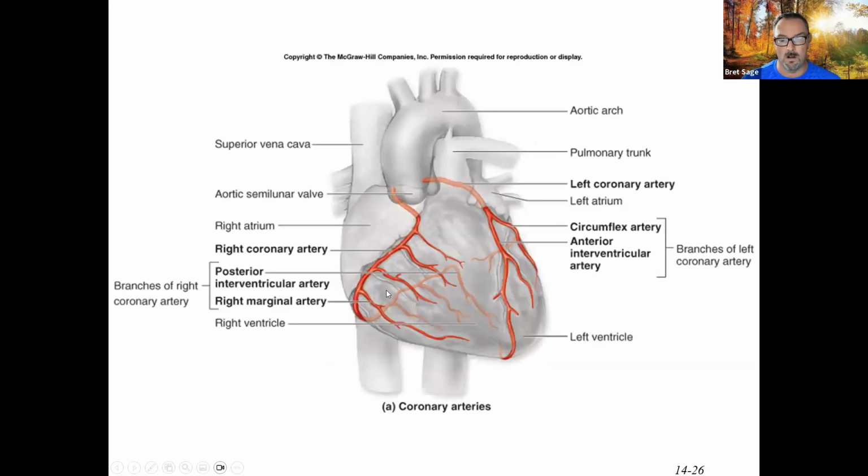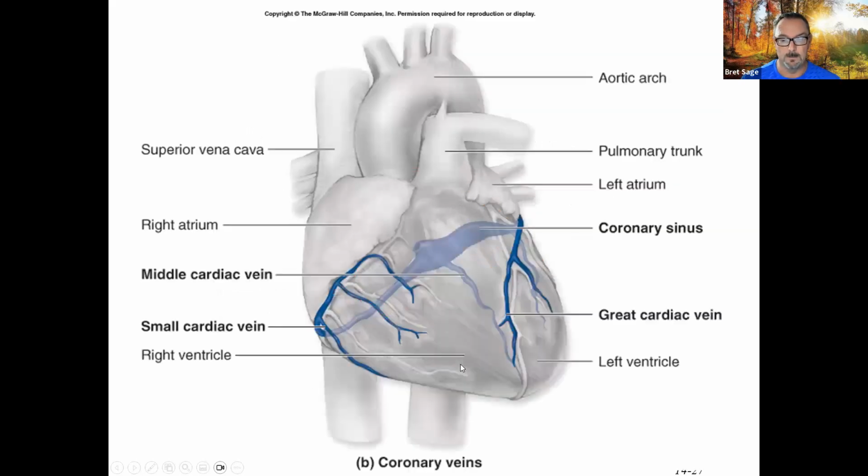So this is showing you the coronary arteries. The grayed out means on the posterior surface. This is showing you, as I showed you in the very first slide, the venous system, the coronary supply.